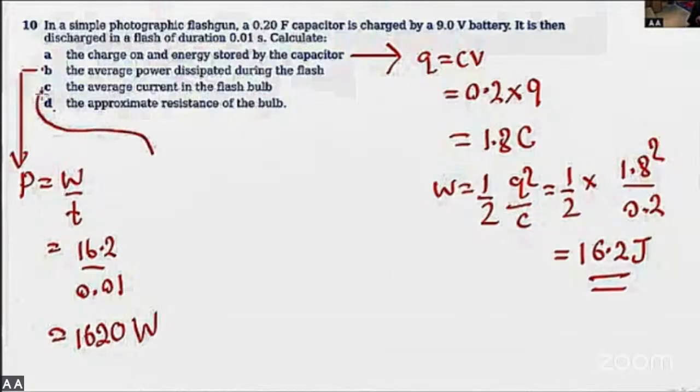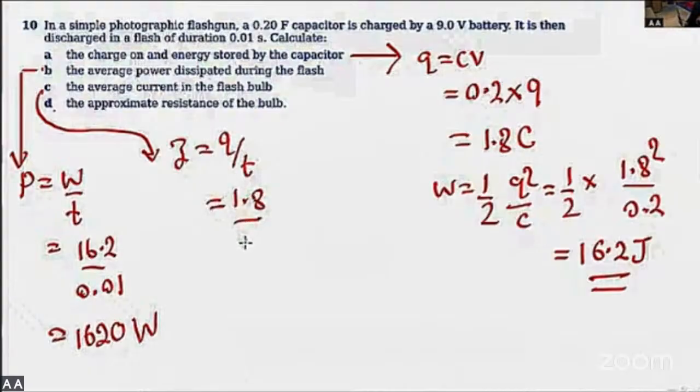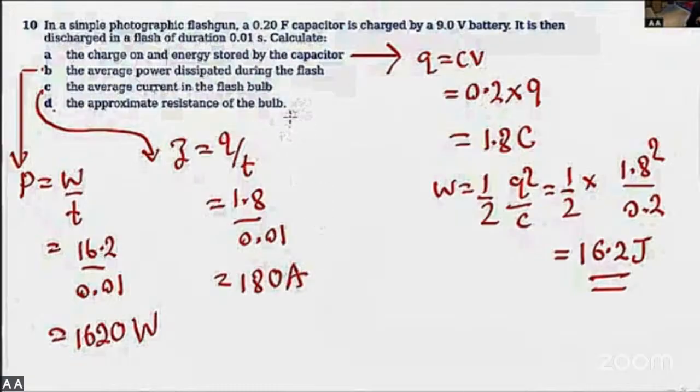Next, they ask for the average current in the flash bulb. To find the average current, we can use I equals Q over T. Q is 1.8 over time taken 0.01. That is 180 ampere. A very large current flows through the flash light.